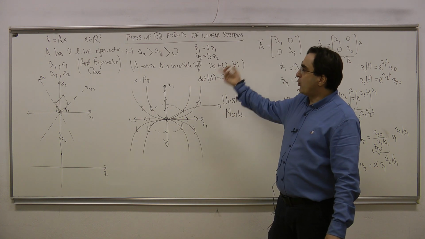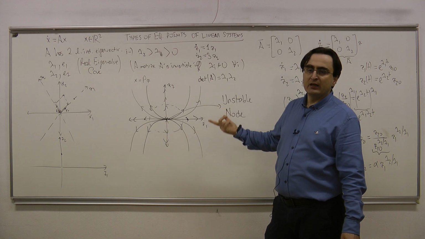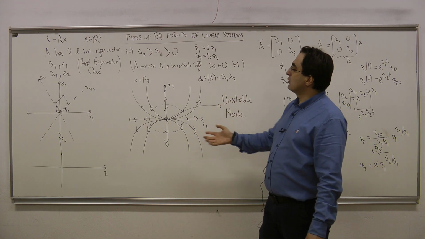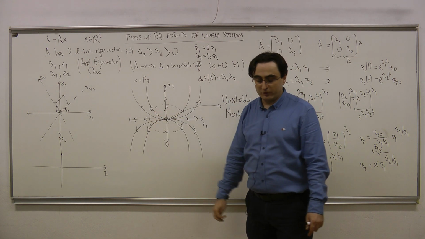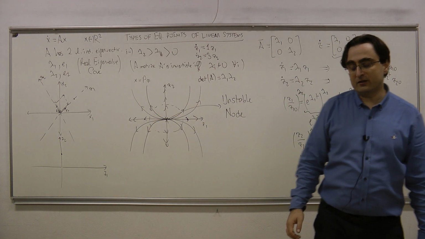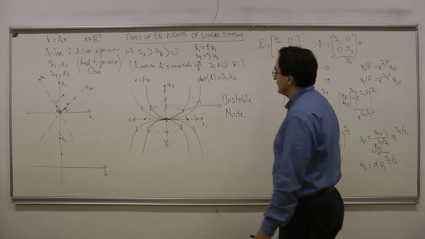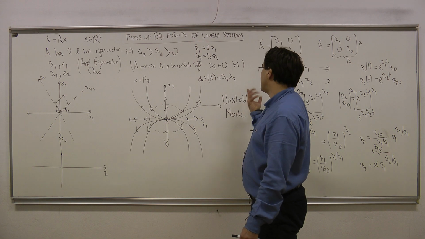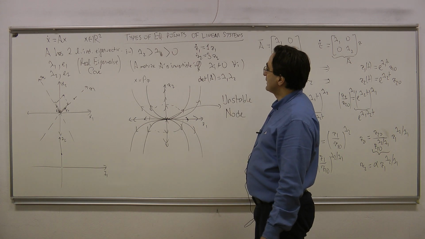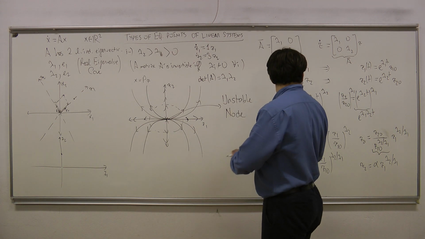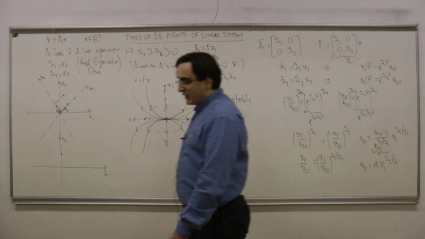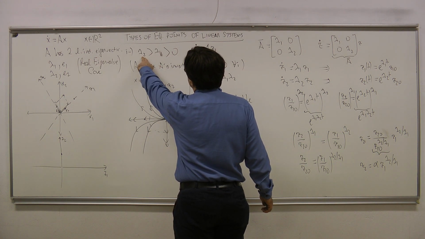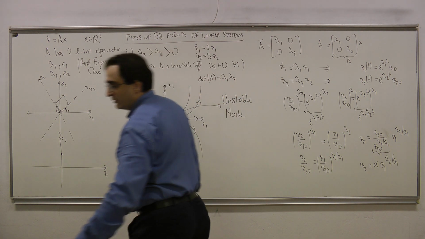Okay? If both of the eigenvalues are real, and if they have the same sign, then we are going to call the corresponding equilibrium point a node type of equilibrium point, and depending on their signs, we would call it either unstable or stable. Okay? So now let me see the other case. What happens if lambda 1 is larger than lambda 2?